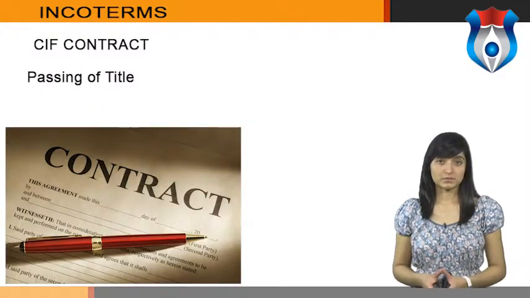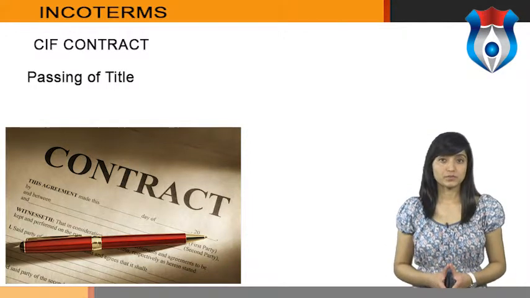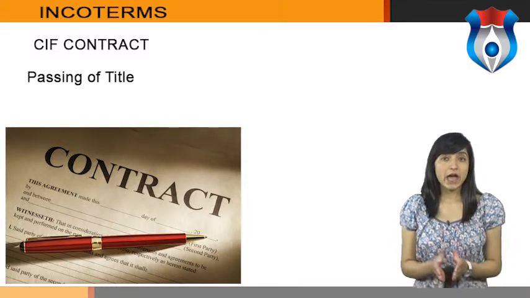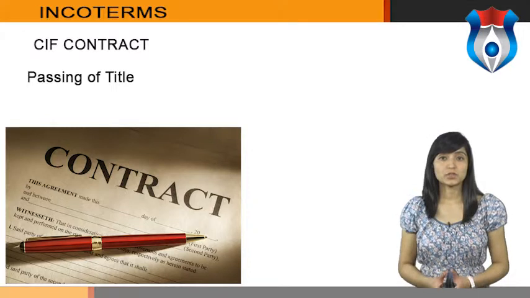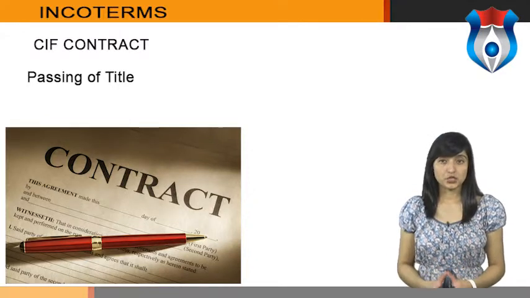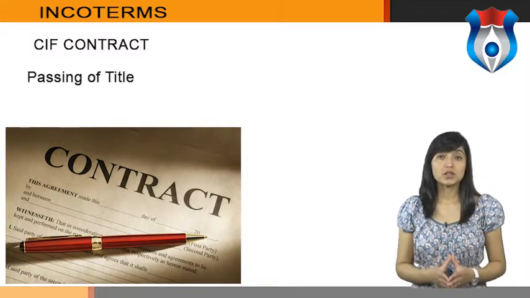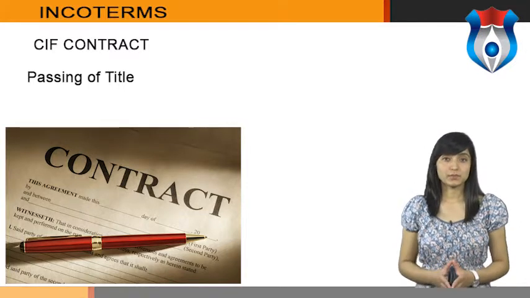Passing of title. Under the CIF contract, the documents play a very important role. When the buyer has received the documents, he has title to the goods. After receiving documents, he can demand delivery of the goods at the port of arrival and can also sue if there is any damage or loss in the goods. That is to say, the general presumption is that the property in goods passes to the buyer when the documents are delivered to him by the seller and at the same time he has to make payment.